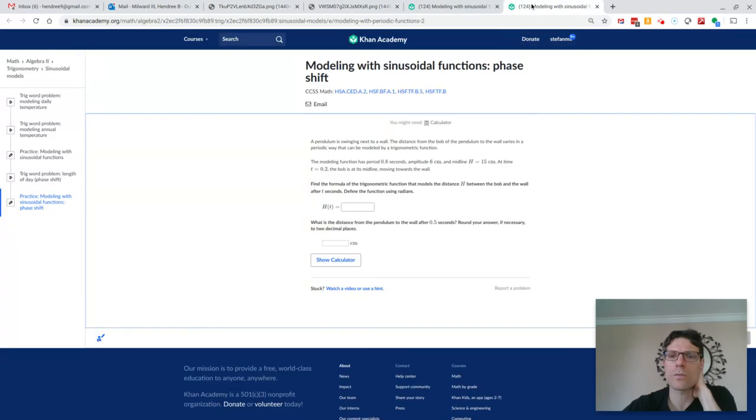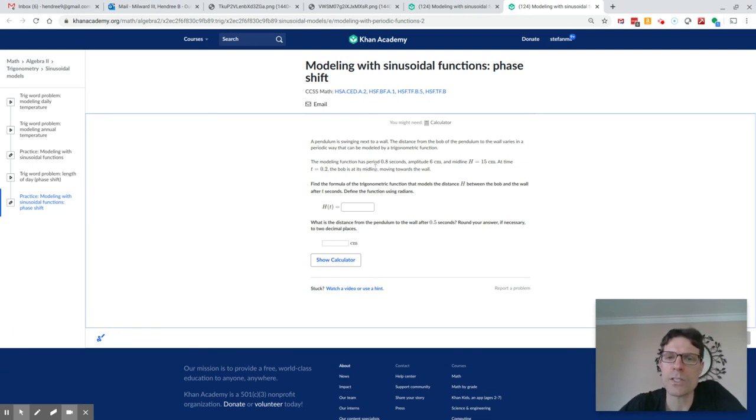Now, here's a separate situation. You might have a little trouble reading this. A pendulum is swinging, so this is a pendulum swinging next to a wall. The distance from the bob of the pendulum to the wall varies. I guess it's swinging next to a wall and getting closer and further away. It varies in a periodic way that can be modeled by a trigonometric function.